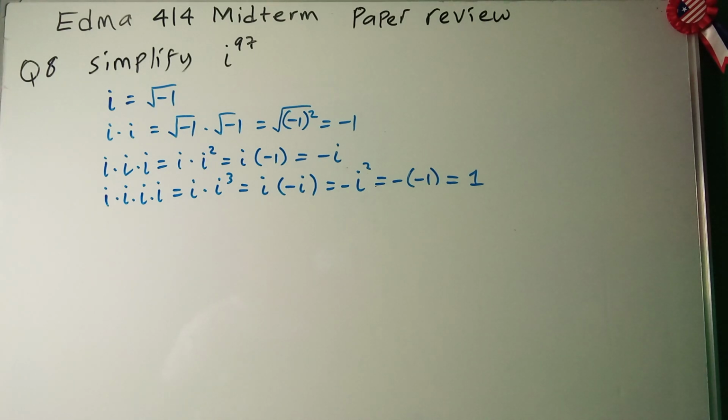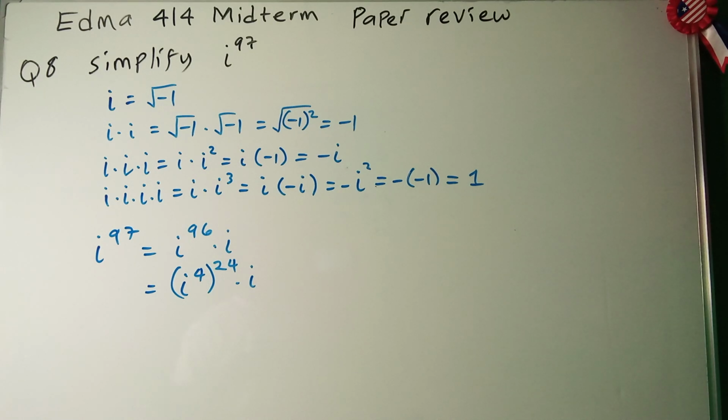To do this, we are going to look for the closest multiple of 4 to 97. What is the closest multiple of 4 to 97? The answer is 96. We know that 96 divided by 4 is 24. So we're going to write i to the power of 97 as i raised to the power of 96 times i. Then i raised to the power of 96 can also be written as i to the power of 4, raised to the power of 24, because 4 times 24 is 96. So it's i to the power of 4, raised to the power of 24, times i.